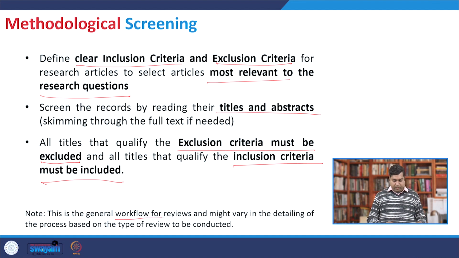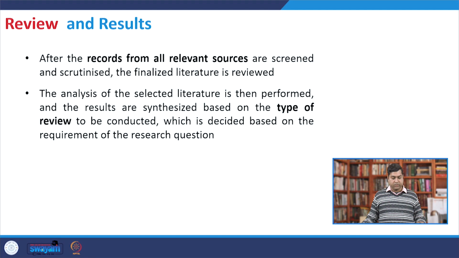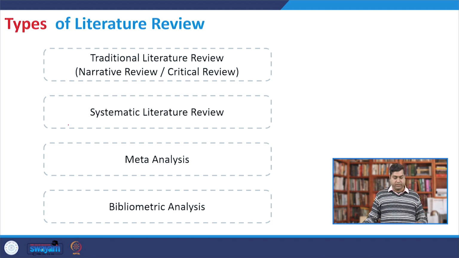So, this is general workflow for review and might vary in dealing with the process based on type of review to be conducted. So, it is very generic, definitely it will depend on the type of review that you are adopting. So, after that what you need to do, the records from all relevant sources are screened and then you start reviewing it, finalize your list of papers that you want to review, and then again in this case your result and other synthesis of the literature will depend on type of review in your research.